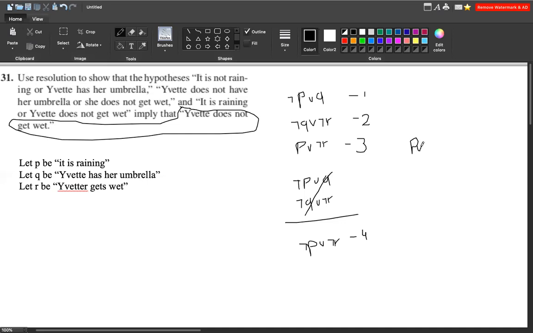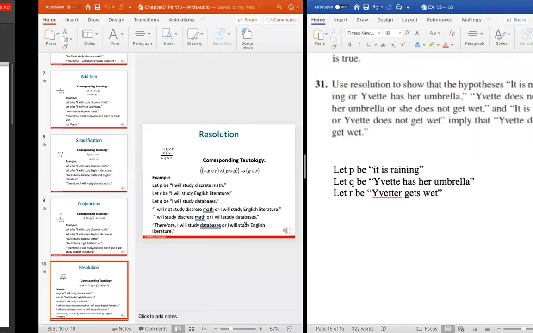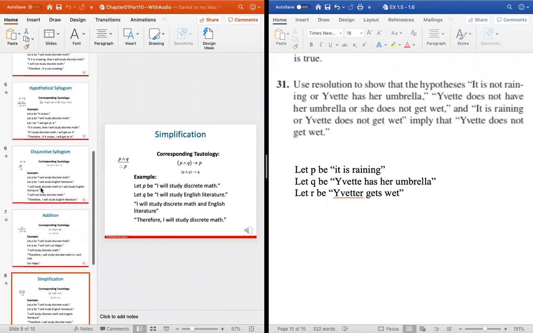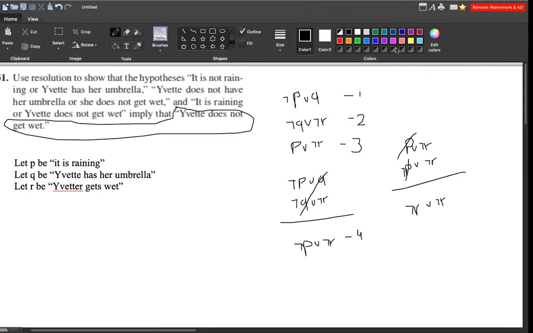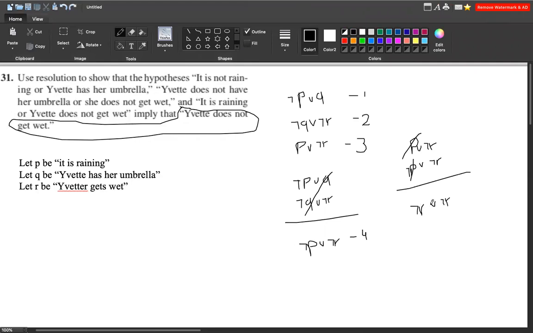P or negation of R, and negation of P or negation of R. Applying the rule of resolution, P cancels out with negation of P, so we have negation of R or negation of R. As we stated in the previous tutorial, negation of R or negation of R is logically equivalent to just negation of R. Our hypothesis was that R represents she gets wet, but we were saying that she does not get wet, which we have also proved here. She didn't get wet.